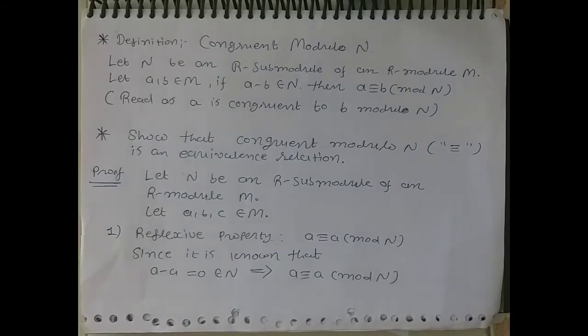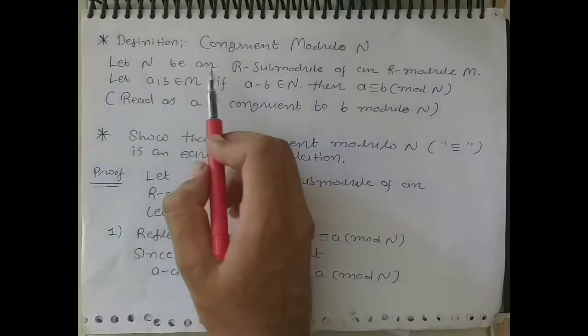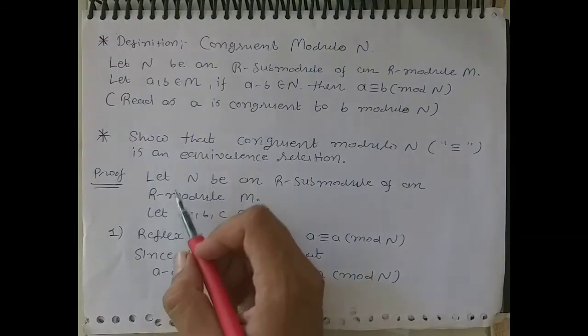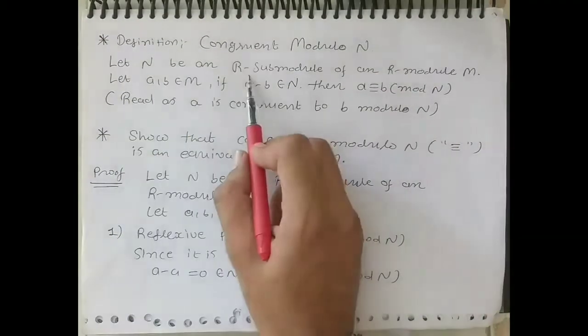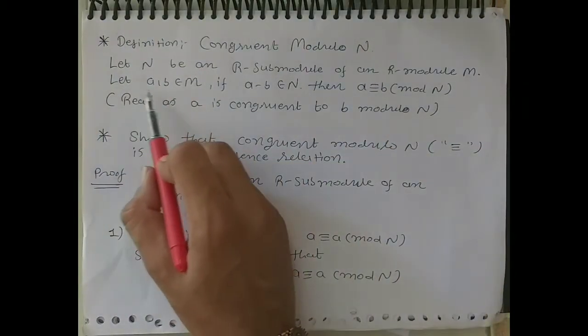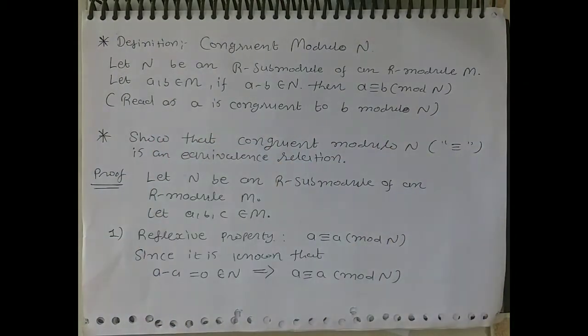In this lecture, we will discuss the congruent modulo and quotient module. So first of all, the definition of congruent modulo N. Let N be an R submodule of an R module M. Let us consider two elements A, B belongs to M.